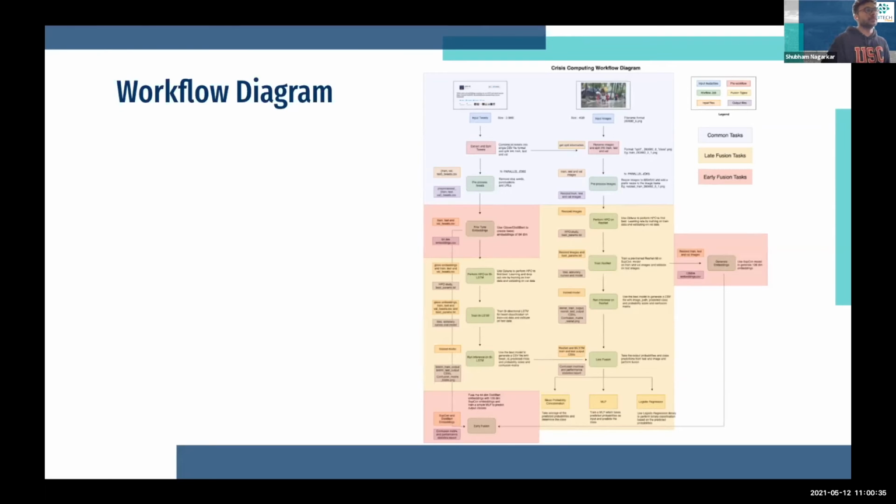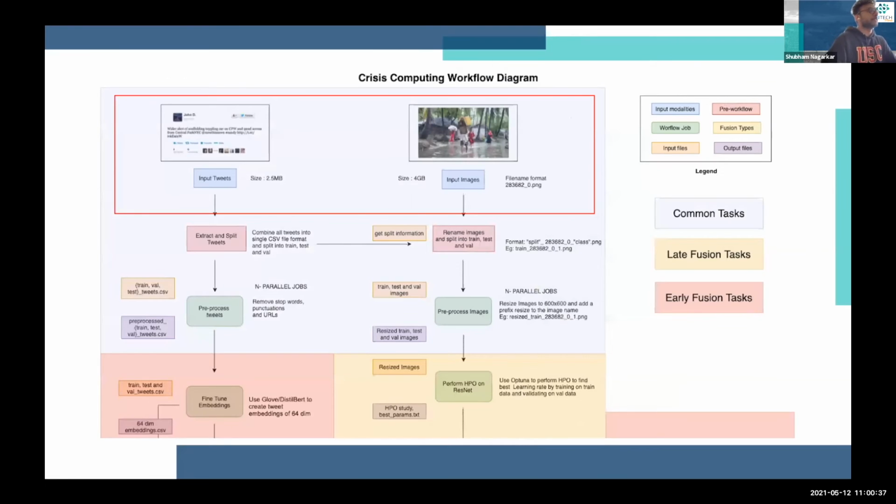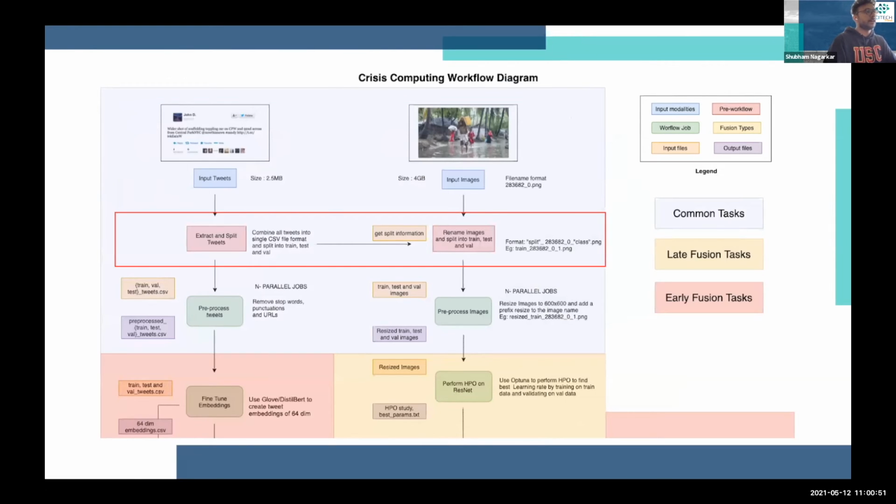So let's zoom into these tasks. On the left-hand side, you will see the text pipeline, and on the right-hand side, the image pipeline. The input is different CSVs for tweets, and for images, it's a directory where all the images are stored. These blocks are the pre-workflow tasks. By pre-workflow, I mean computations we need to do before giving these jobs to Pegasus. For tweets, we're combining all the CSVs and then splitting them into train, test, and validation. Similarly, for images, we are taking the same split from tweets so that the IDs match together, and then we have train, test, and validation images here.